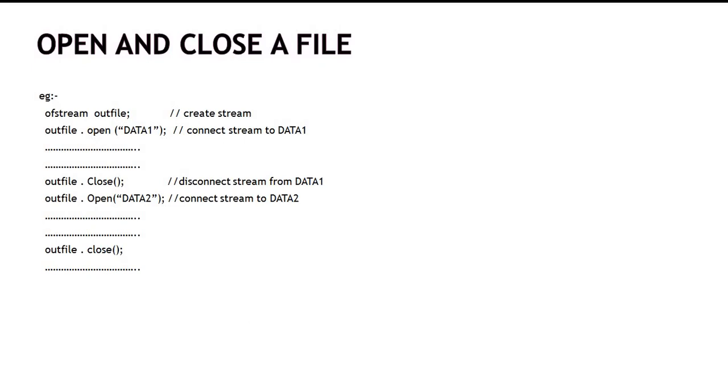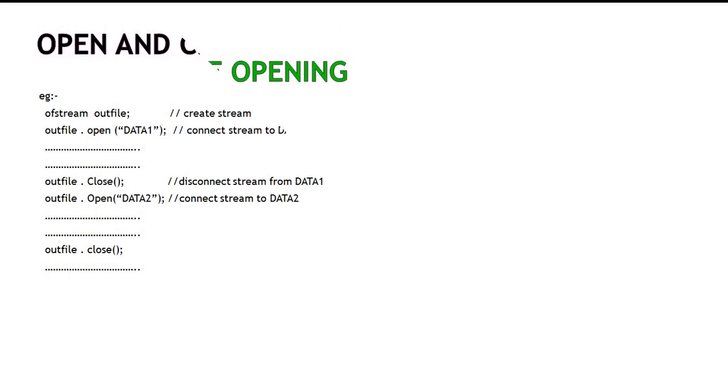Example, output file stream. Create a stream. outfile.open data connects the stream to data. outfile.close disconnects the stream from data. outfile.open data to connect the stream to data. outfile.close, the process will be closed.